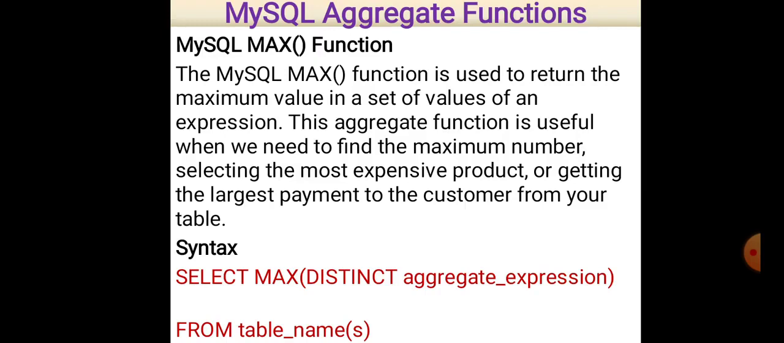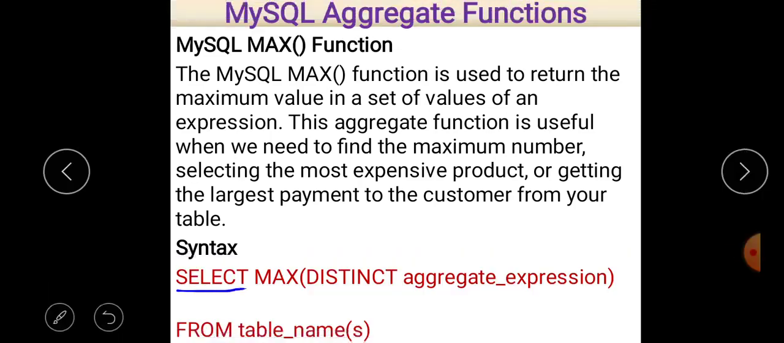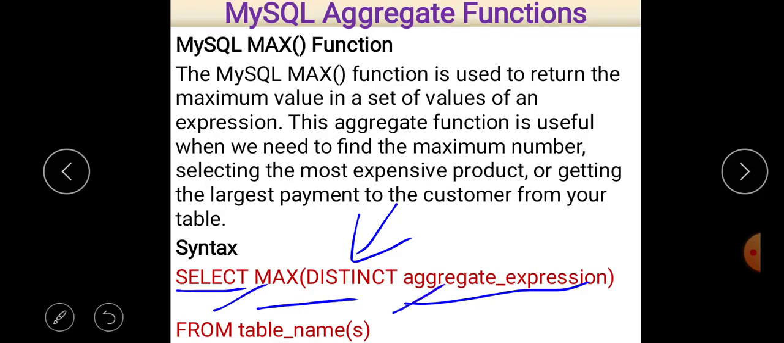First of all, there is a complete syntax. We write the select keyword. After that, the name of the function, that is max in this case. And if you want to find the distinct values, meaning we don't want any repetition, then we use the distinct keyword. Then the aggregate expression, that may be a column name or any set of values, and then after from, the table names.